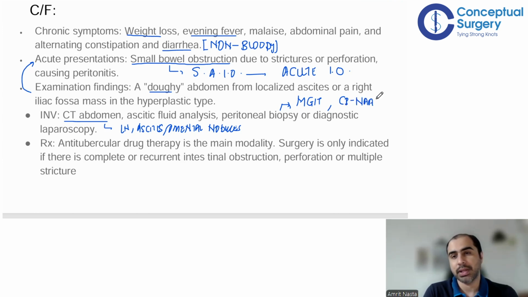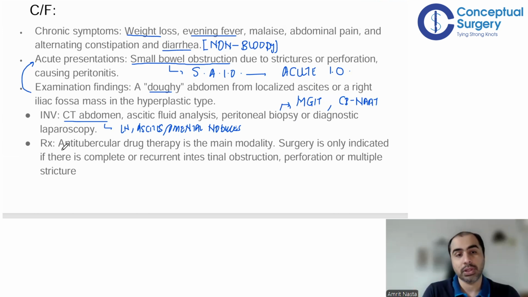That is a cartridge-based nucleic acid amplification. It's like RT-PCR. So you do two tests for isolation. One is the culture, this is liquid culture, MGIT, and the other is going to be the CBNAAT or RT-PCR. This will isolate the bacteria. If it's intestinal, you can do colonoscopic biopsy also.